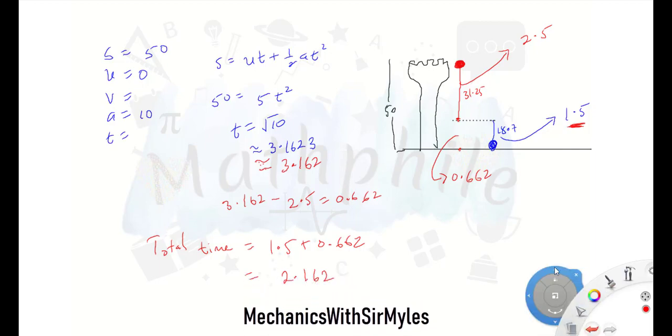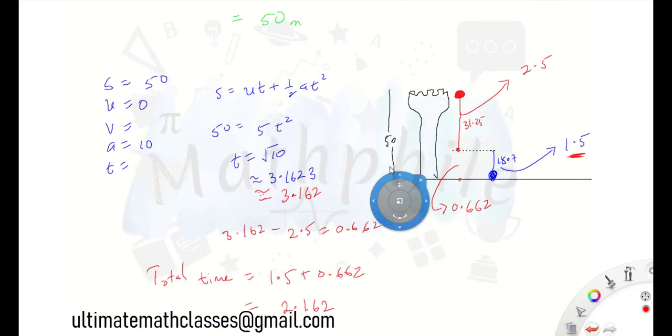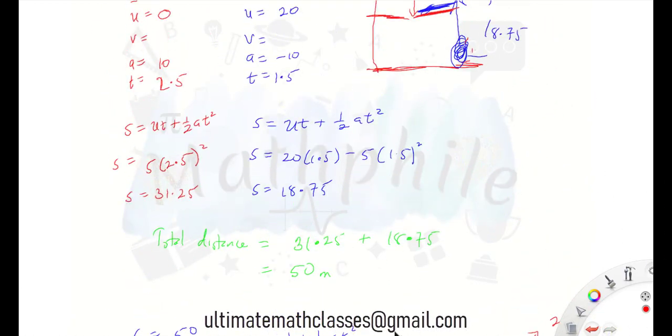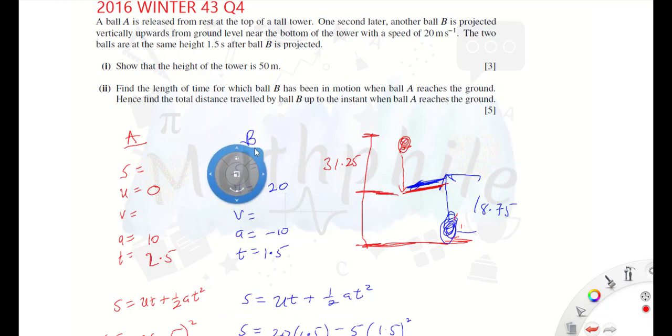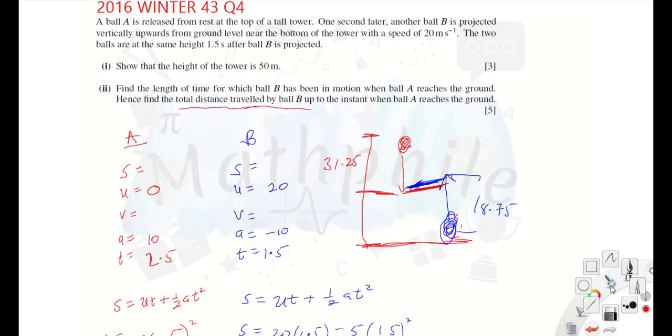Okay, good. Now, the second part of the question, we have to find the total distance for this to hit the ground. Find the length of time. We've done that already. For B, okay, yeah, that's what I was looking for. The total distance traveled. We are told to find the total distance traveled by B up to the instant where A reaches the ground. And that is what is making the question complicated.